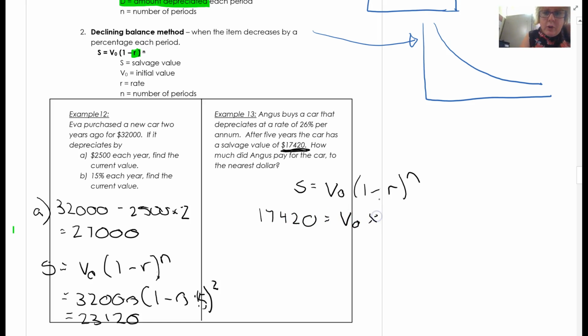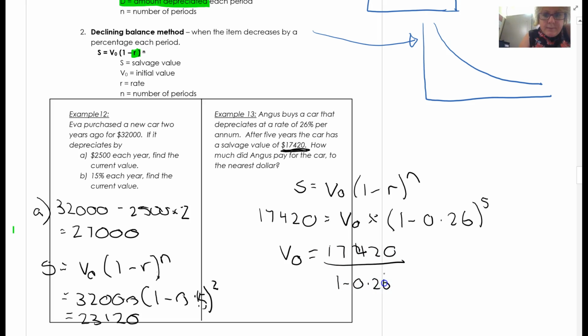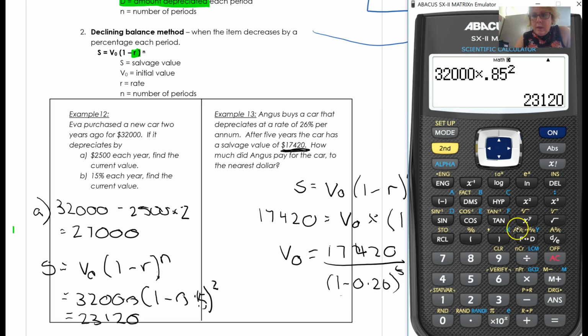I'm going to say it's been times by. This is the same as the present value where we divide rather than times. And it's 5 years. So I'm just going to write it for your notes. This is what I'm going to put in my calculator. 1 minus 0.26 to the 5. So I'll do that. And this button here helps. 17,420 over 1 minus 0.26.